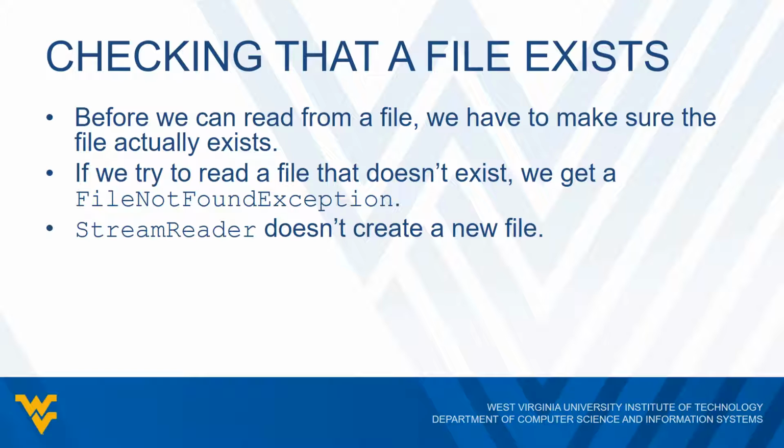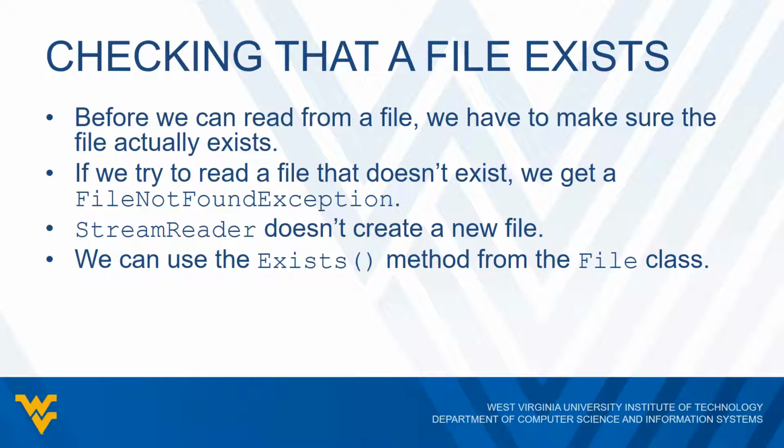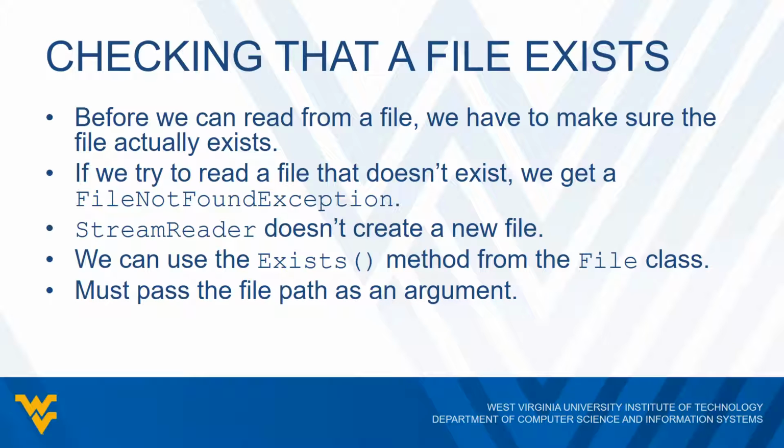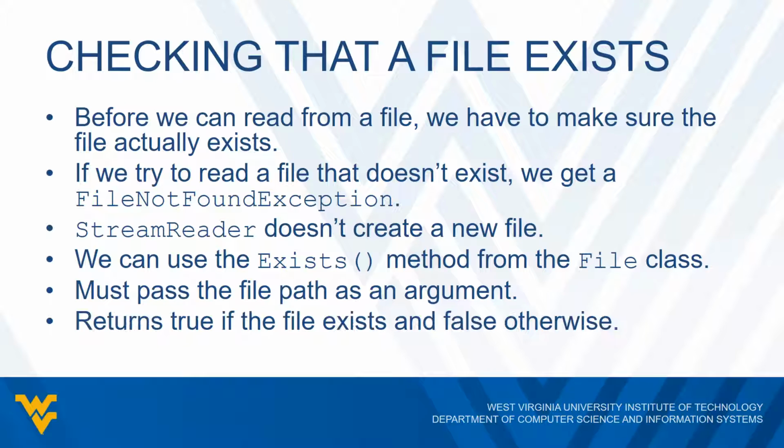The way we do that is we have a method called exists, and this comes from the file class. What we have to do is include the file path as an argument. This simply returns true if the file exists. If the file does not exist, it's going to return false. So we would include this in an if statement to say, if the exists method is true, then that means the file exists, so we can go ahead and open it up for reading purposes and read from it. Otherwise, we would display an error message that says the file doesn't exist.